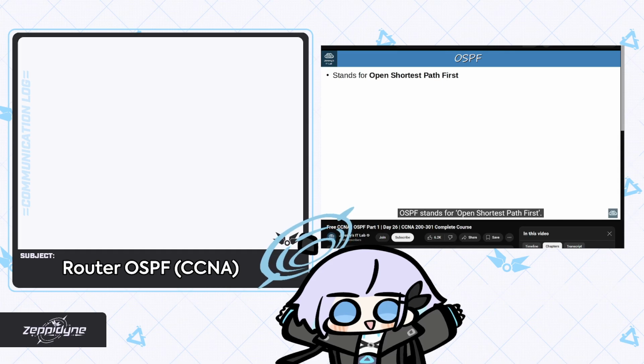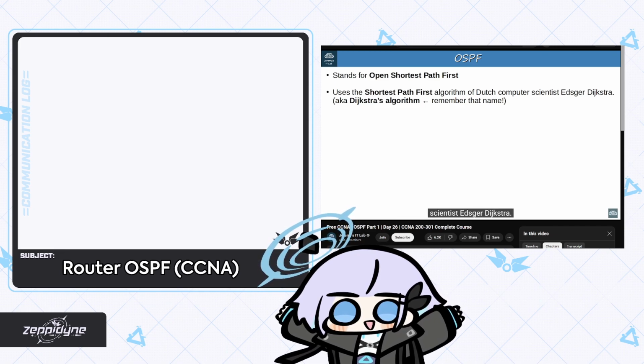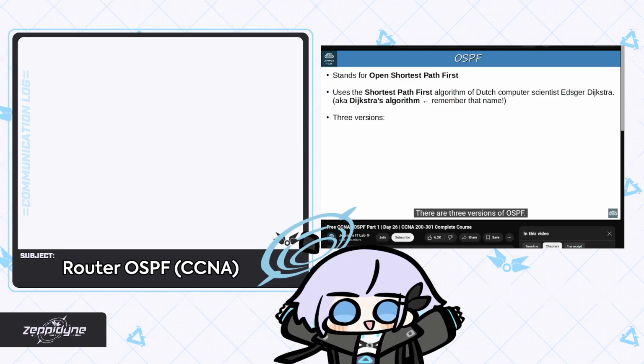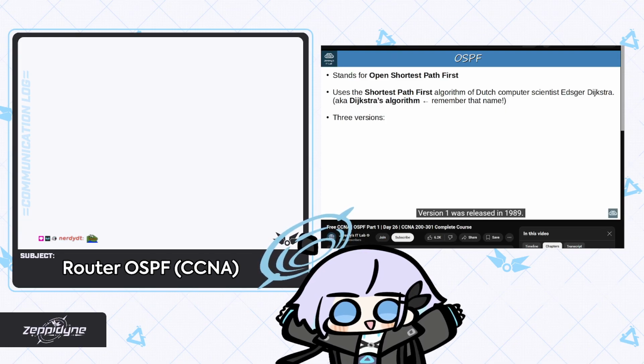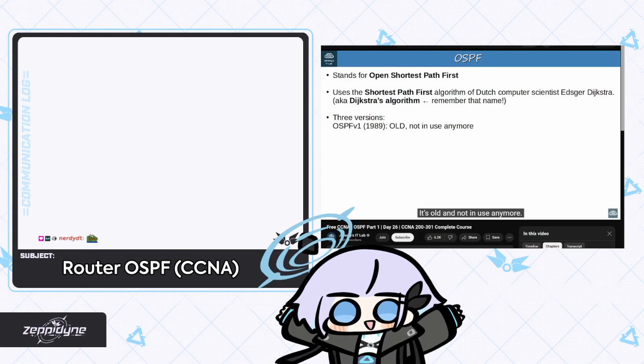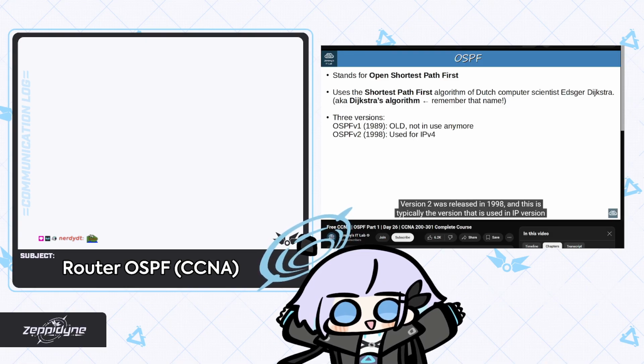OSPF stands for Open Shortest Path First. The OSPF protocol uses the shortest path first algorithm, created by Dutch computer scientist Edsger Dijkstra. Another name for the algorithm is Dijkstra's algorithm. Remember that name. It could be an exam question. There are 3 versions of OSPF. Version 1 was released in 1989. It's old and not in use anymore. Version 2 was released in 1998, and this is typically the version that is used in IP version 4 networks.